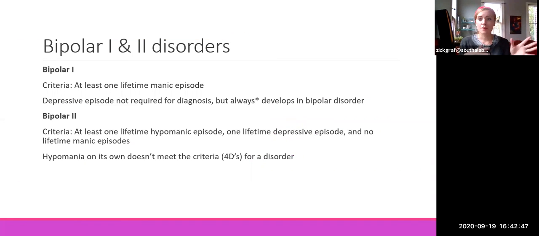Okay, so we just talked about what mania is, but what differentiates the different bipolar spectrum disorders? Basically, it's the intensity and duration of mania and depressive episodes. So to meet criteria for bipolar disorder one, you have to have had at least one lifetime manic episode. You don't need to have a depressive episode in the past, but it's basically just assumed that you have.